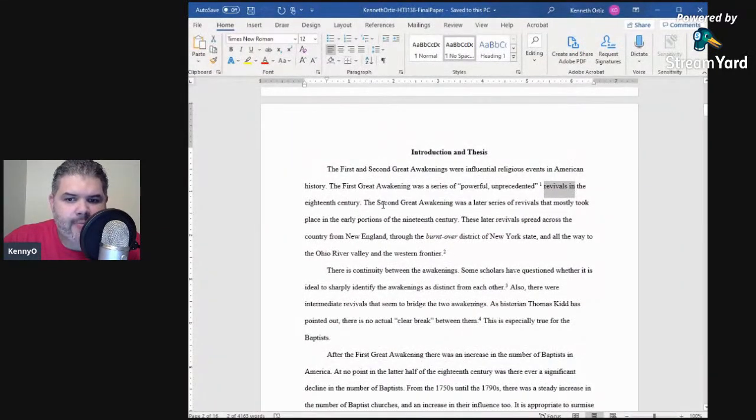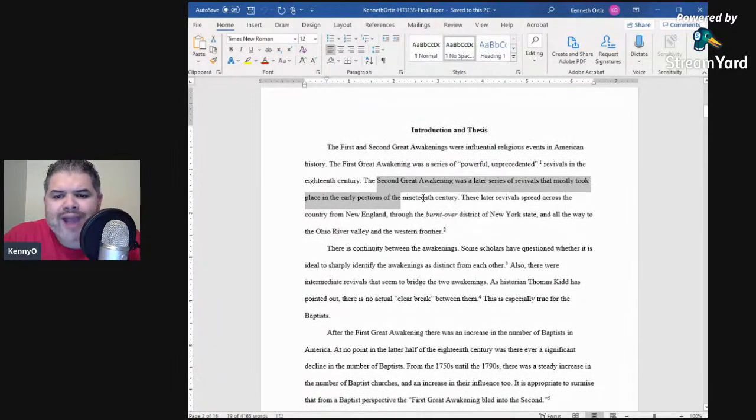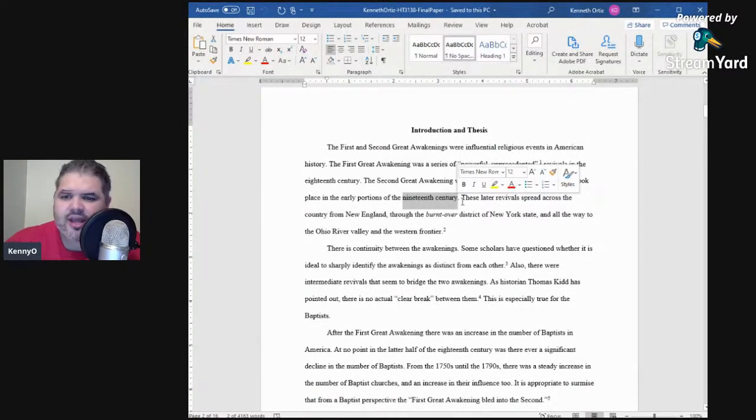Revivals in the 18th century. The second great awakening was a later set of revivals that mostly took place in the early portions of the 19th century. Again, here I'm writing things that are pretty much what everyone knows. It's not really opinion. These later revivals spread across the country from New England through the burnt over district of New York State and all the way to the Ohio River Valley and the Western frontier.